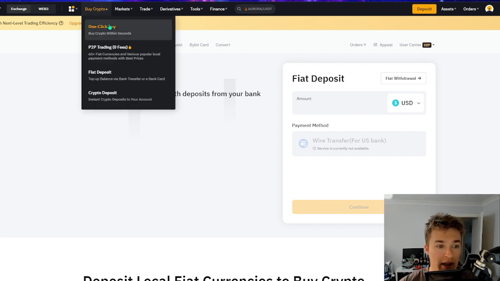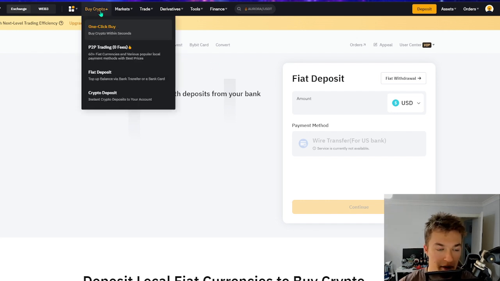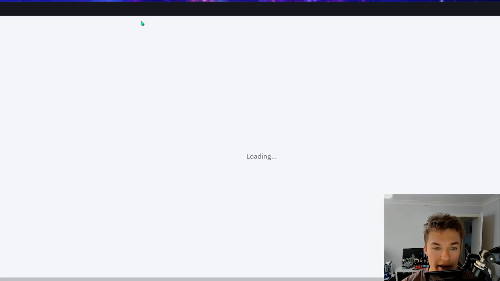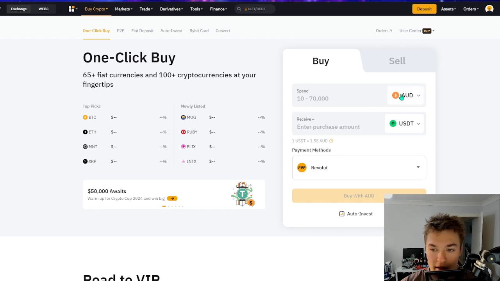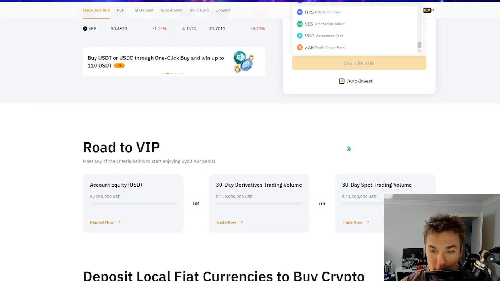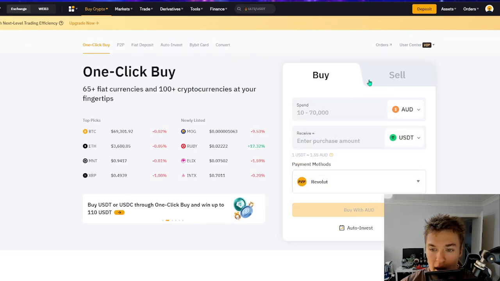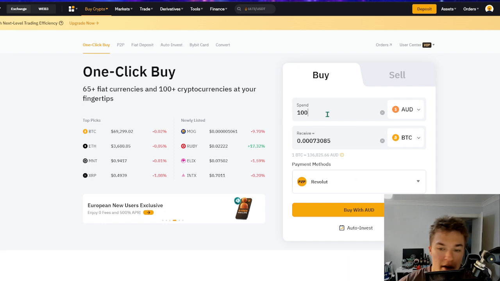The other one you can do, now obviously this isn't available here in Australia, or I guess in a lot of different countries, but the other one you can do if you're looking to just purchase with fiat is a one-click buy. It's a pretty simple process in which you can just basically select your currency. Obviously in Australia we're going to use Aussie dollars, but you can see that there are quite a variety. You can obviously sell as well, and then you just select what crypto you want to buy. Maybe I want to buy some Bitcoin, whatever it might be. So I want to put $100, something like that.